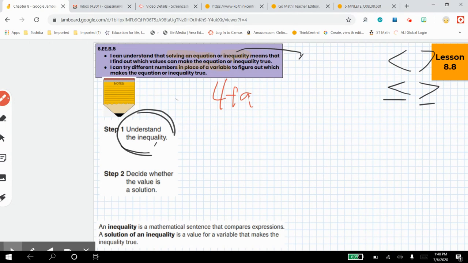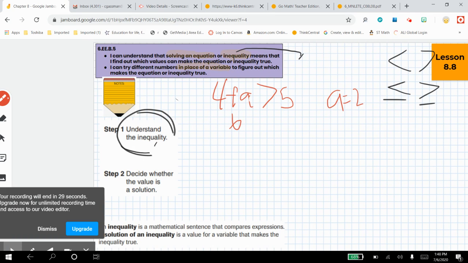4 plus A has got to be greater than 5. Okay? So sometimes you might have something like this. So whatever 4 plus A has to be, something bigger than 5. So let's just do a substitution, then we're going to decide if it's true or not. So if we said A is equal to 2, so 4 plus 2 is greater than 5. Is that true? That would be a 6. So then that would be a solution.